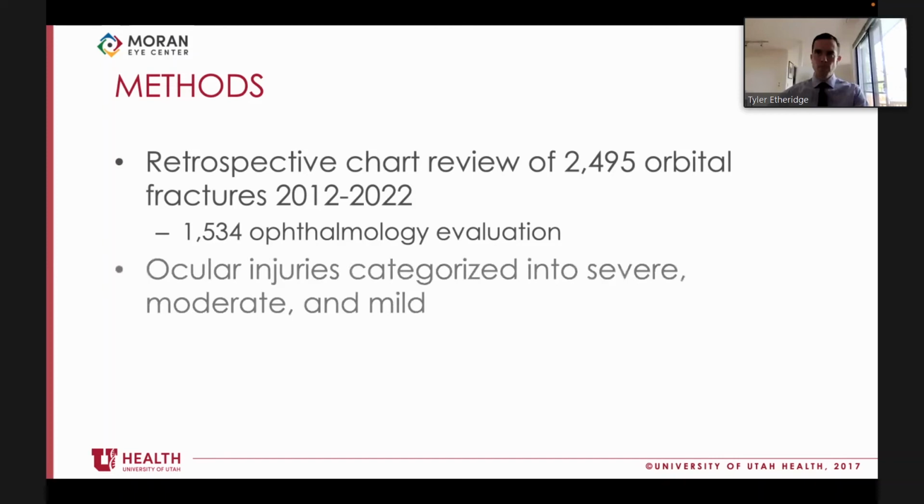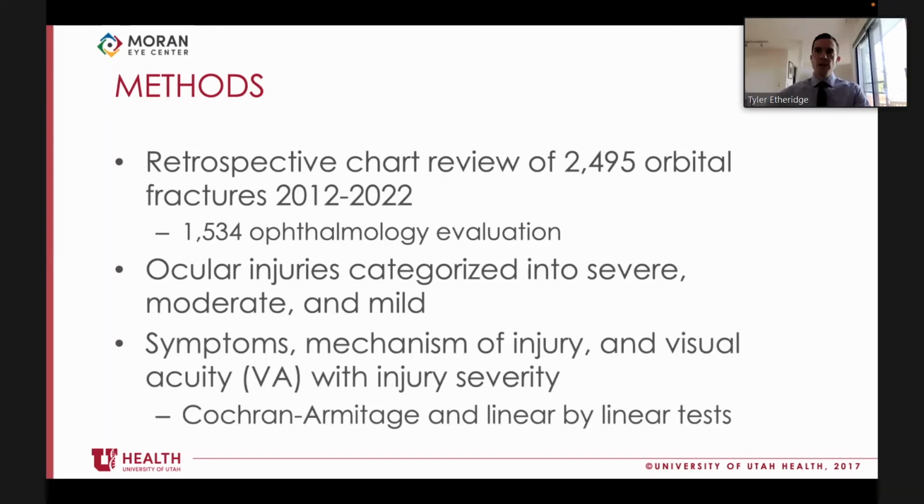Ocular injuries were reviewed and categorized into severe, requiring emergent evaluation; moderate, requiring urgent evaluation, usually within 1 to 2 days; and mild, potentially not requiring evaluation by ophthalmology, at least in that week. Patient symptoms, mechanism of injury, visual acuity, and orbital fracture characteristics were all recorded, and we compared the presence or absence of visual symptoms, the mechanism of injury, and the visual acuity with injury severity.